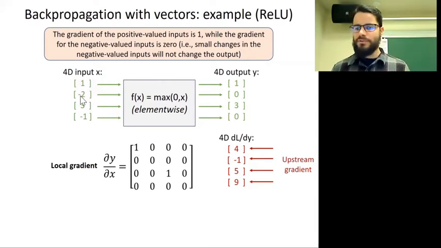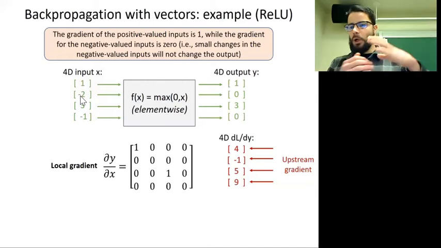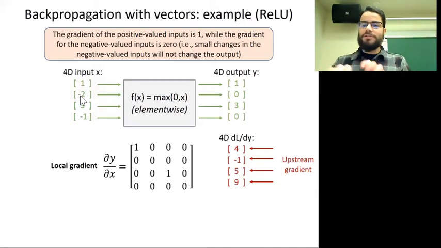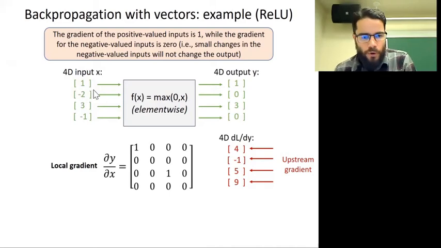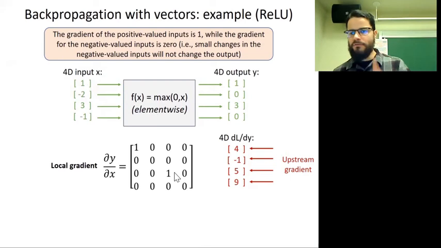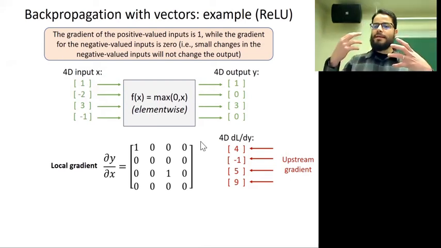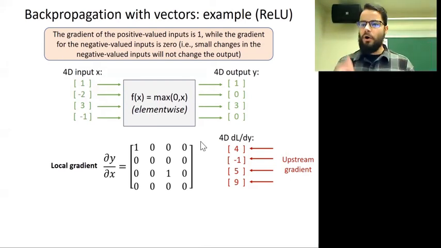For the negative values, if you change them just a little bit, given that they don't become positive, the output is not going to change at all. The output is going to stay as 0. In other words, changes in the input are not influencing the output. So for this element and this element here, the local gradient is 0. So that's why we have 0 here and 0 here. And for the positive valued ones, the gradient is 1. Very good. So now we calculated the local gradient, which is a Jacobian matrix.